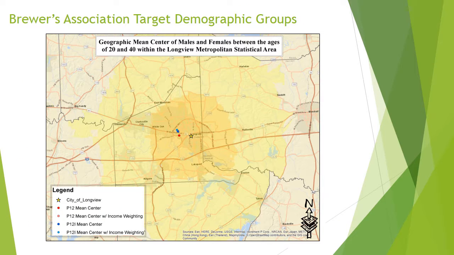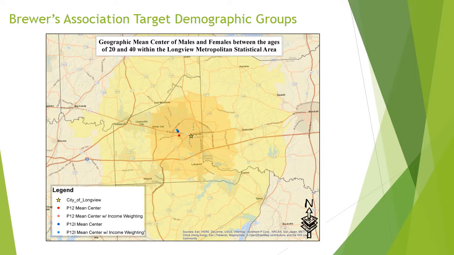The demographic group that I chose to target as those who prefer craft beer were both males and females equally, between the ages of 20 and 40, with higher expendable incomes. As you can see in this map, the star is the TxDOT center of Longview, and that was the basis point for all of my analysis.